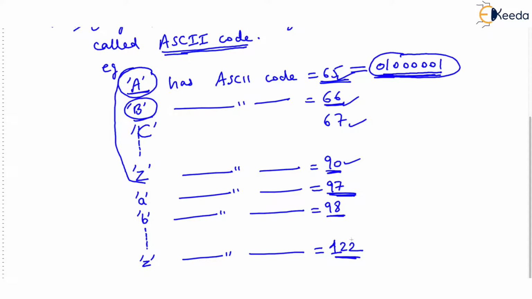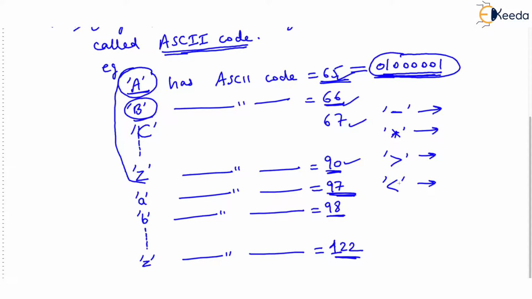Okay, and listen, there are more characters. Like there is hyphen. Hyphen is also a character, so it will also have an ASCII code. Then asterisk, the greater than symbol, the less than symbol, all these are characters. All these characters will have a unique ASCII code.